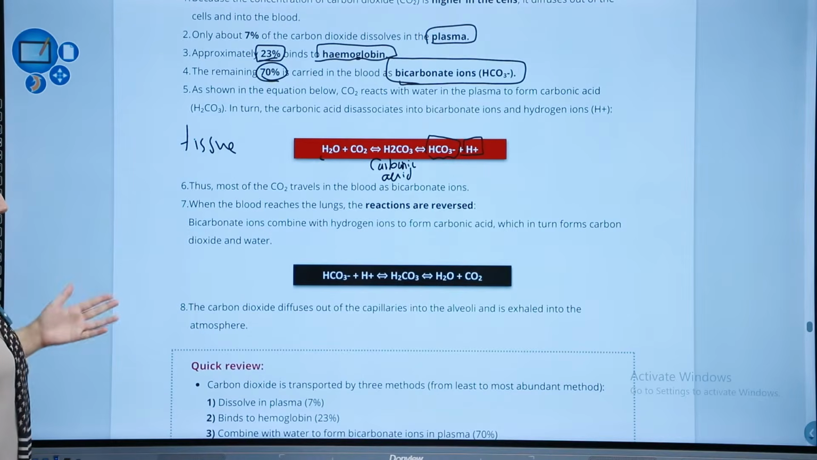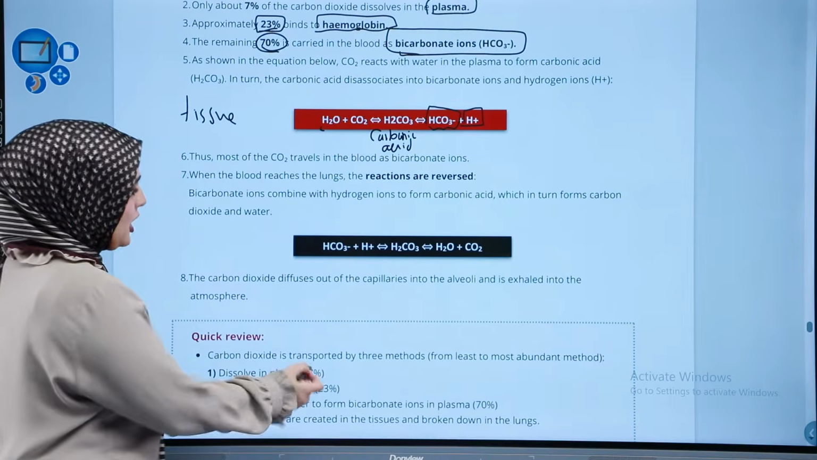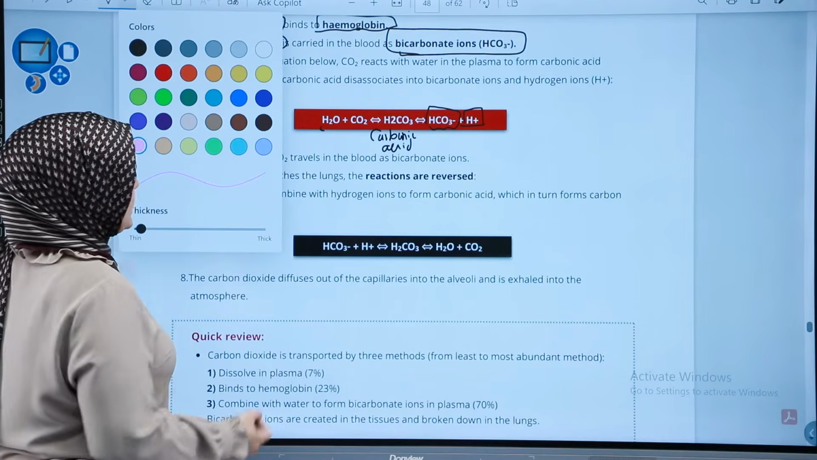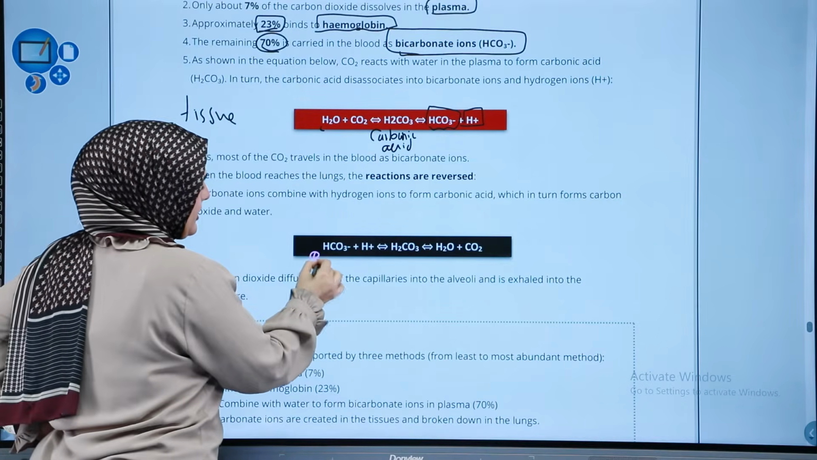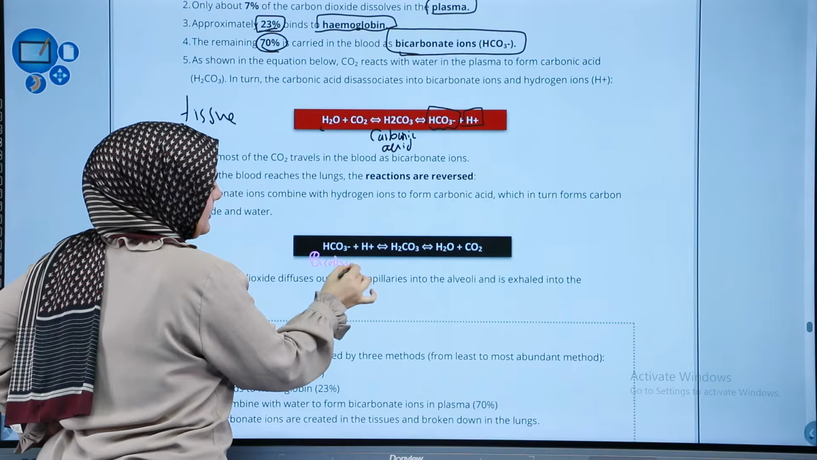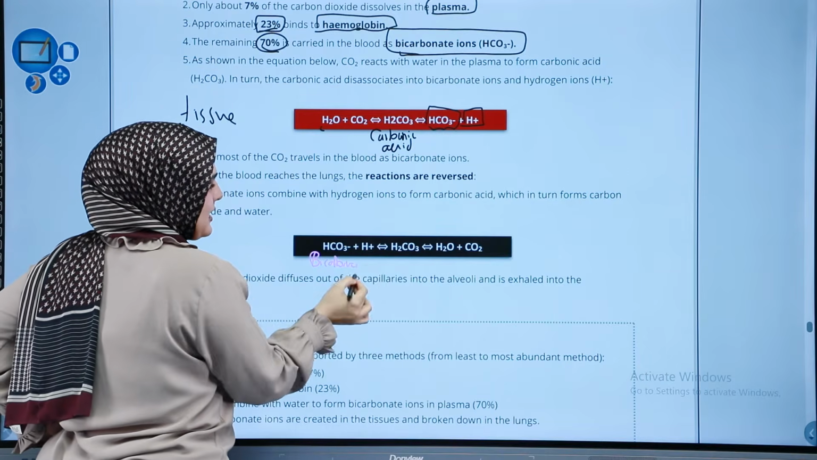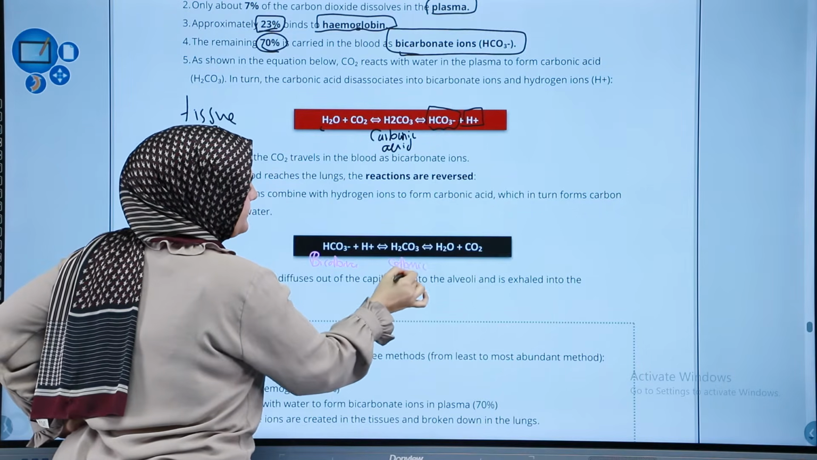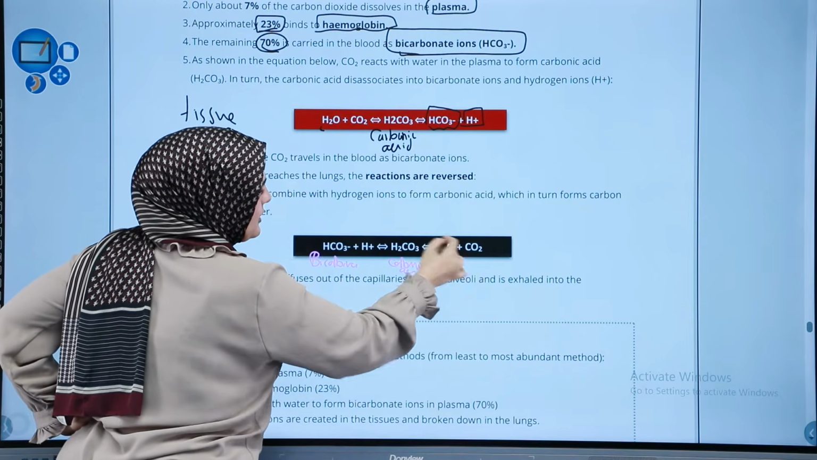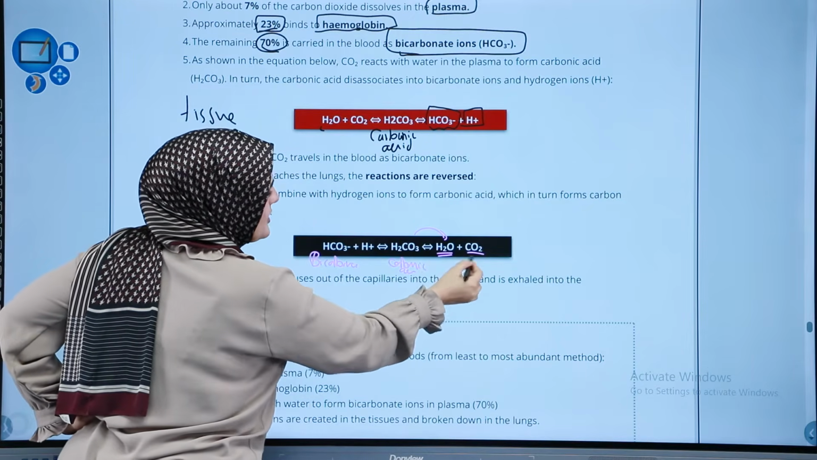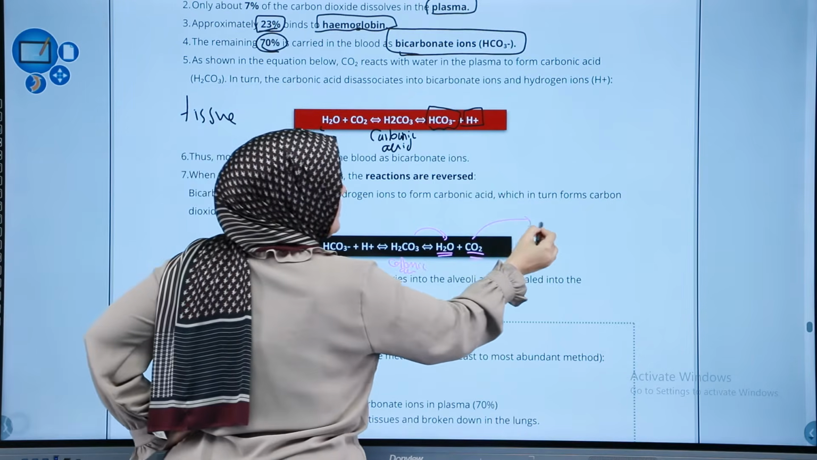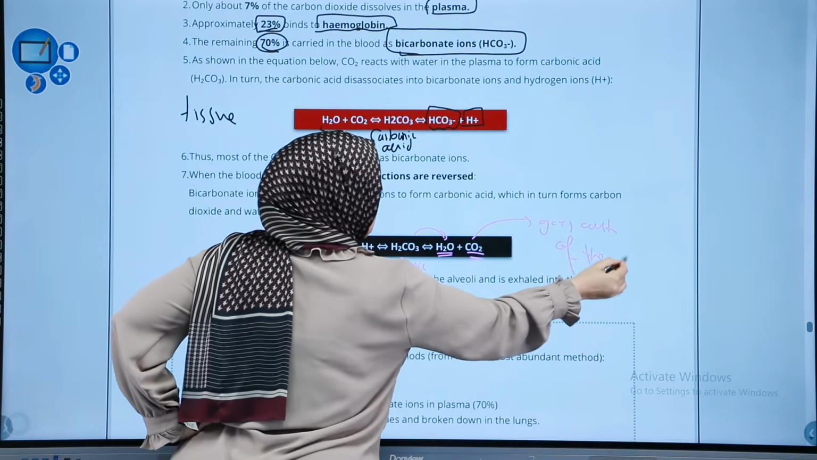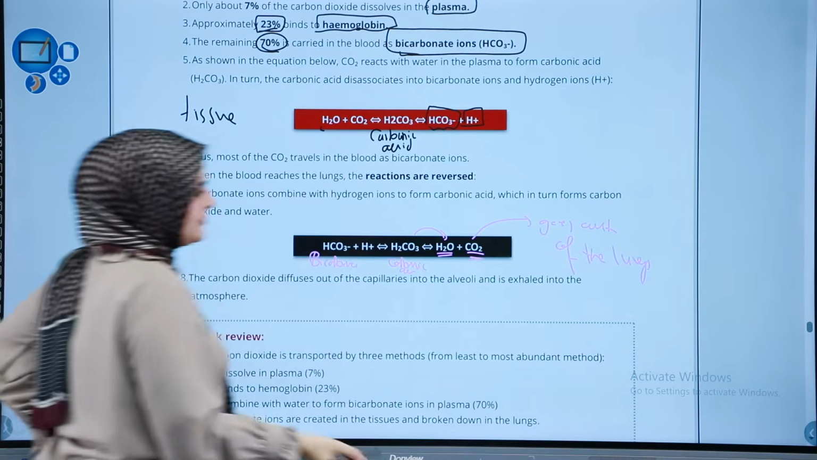So once it's in the lung, the bicarbonate reaction, again, it's reversible. This is the bicarbonate ion. It's going to react with the hydrogen again, giving us the carbonic acid. And then it's going to get reversed back to H2O and CO2. This is how it goes out of the lungs.